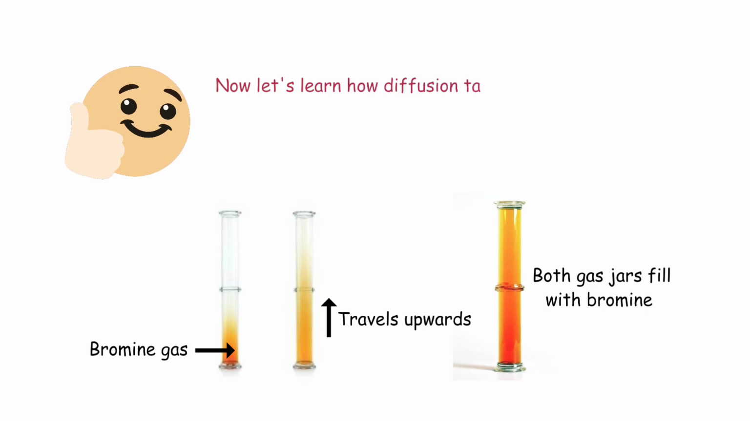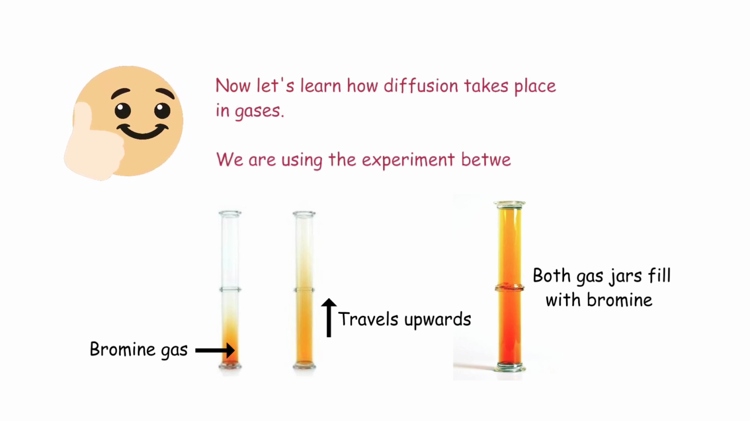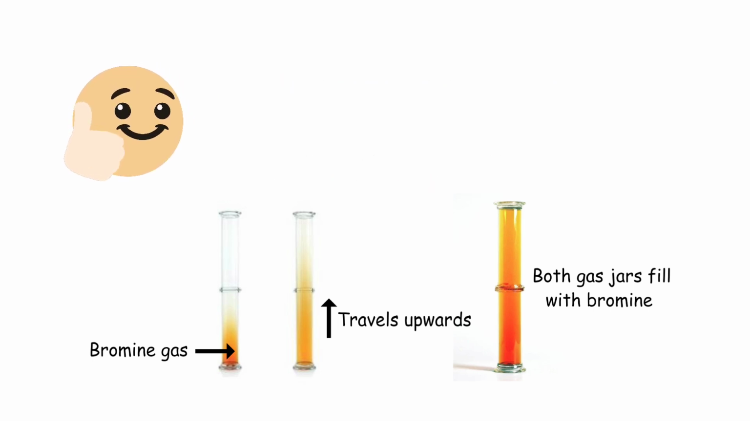Now let's learn how diffusion takes place in gases. We are using the experiment between bromine and air to learn this. So simply in this experiment, 2 gas jars are taken and the bottom gas jar is filled with bromine gas. This bromine gas diffuses upwards, filling up both the gas jars. Now let's understand this experiment a little better.